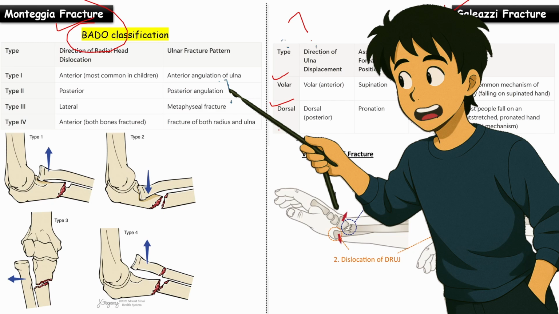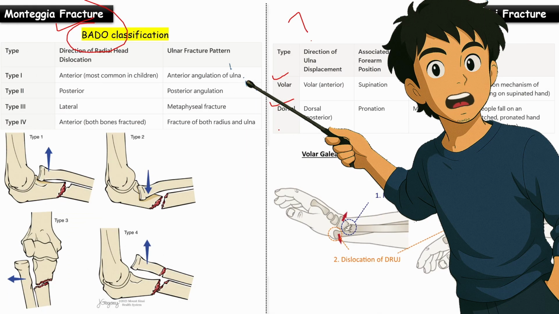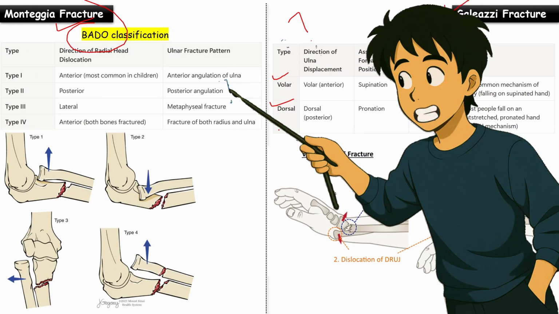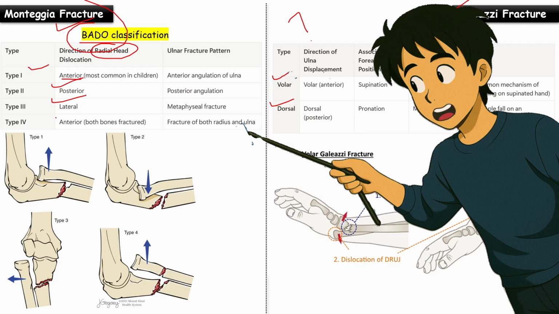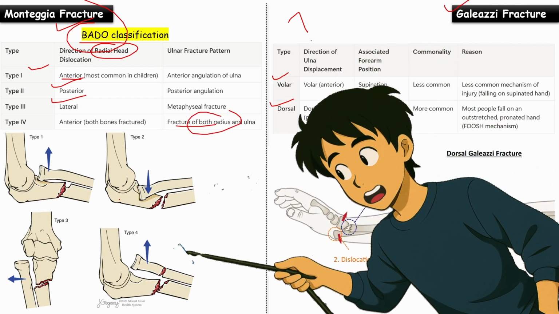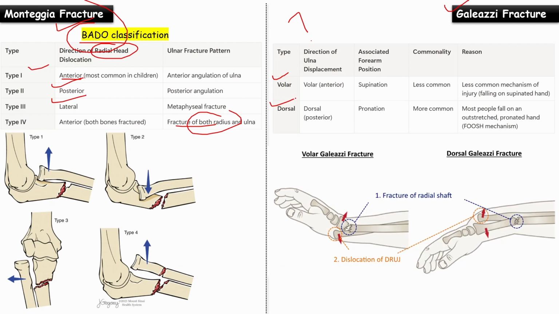The types are designed according to the displacement or dislocation of the radial head. Why? Because in Monteggia fracture there is radial head displacement along with the ulnar fracture. In type 1 we have anterior displacement of the radial head. In type 2 it is posteriorly displaced. In type 3 it is laterally displaced. And in type 4, this is important, both ulna and radius get fractured, as you can see here. So this was about the Bado classification, and you can also go through the ulnar fracture pattern.